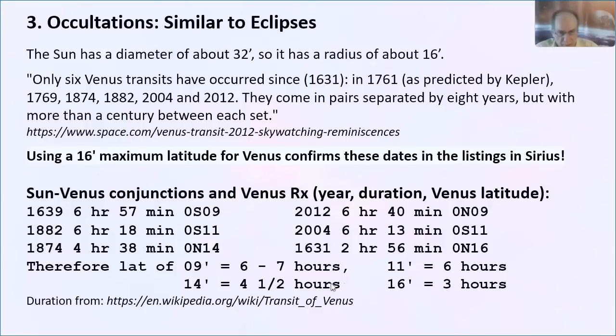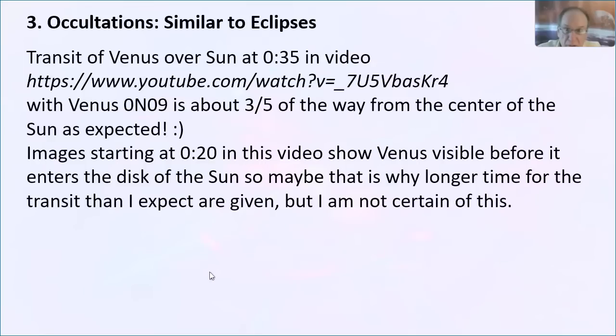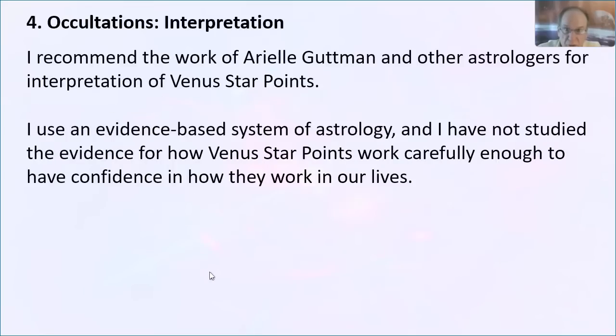We don't have any cases smaller than 9 minutes in recent history, but it would last even longer. Seems to me it would last at least 12 hours if one occurred, a Sun-Venus conjunction where Venus is retrograde and the latitude was extremely close to 0. Okay, well, that's it. I showed you these things.